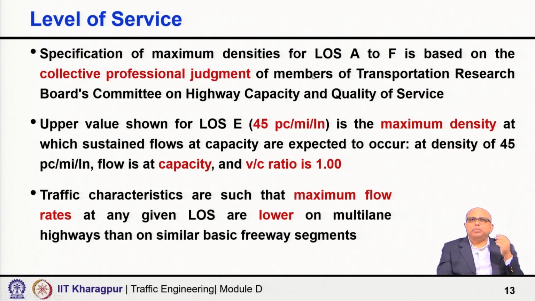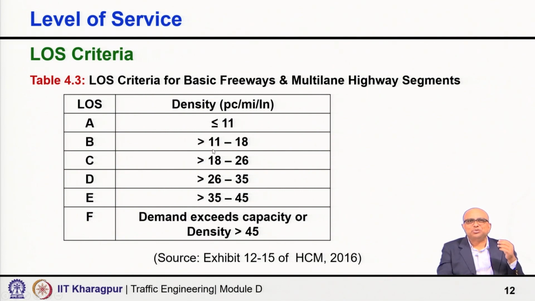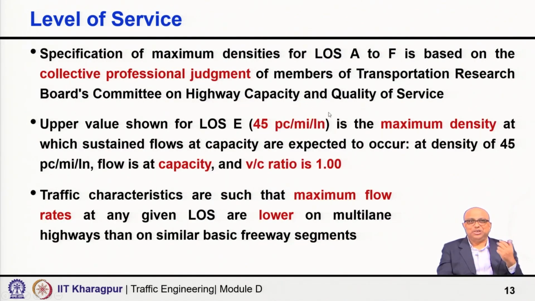Now, the specification of maximum densities for LOS A to F. In the case of F we are not saying what the maximum density is, but practically we are mentioning the threshold values. These threshold values are decided based on the collective professional judgment of members of the Transportation Research Board's Committee on Highway Capacity and Quality of Service. Collectively, people decided that this should be the threshold value: here it is 11, 18, 26, 35 and 45. These threshold values are decided collectively.